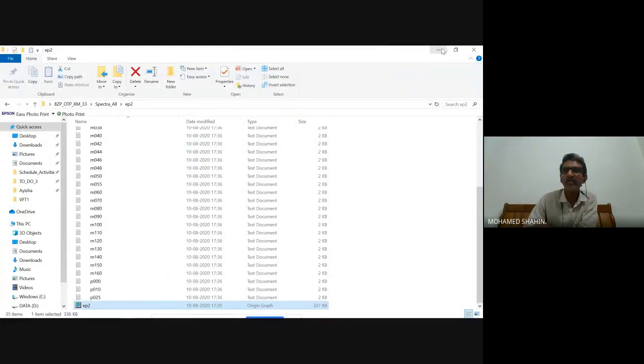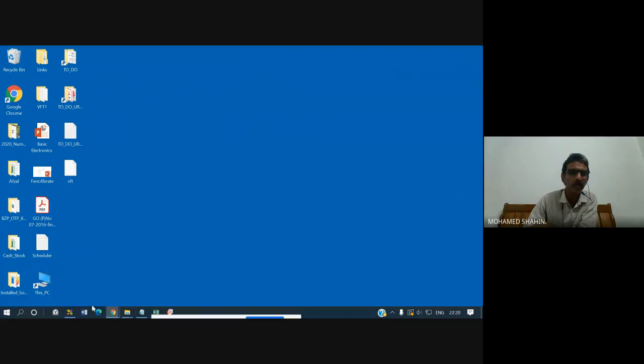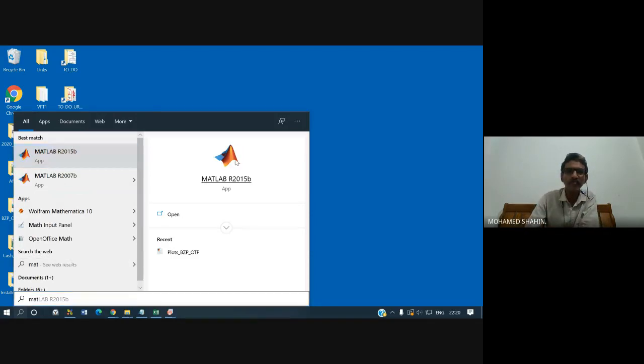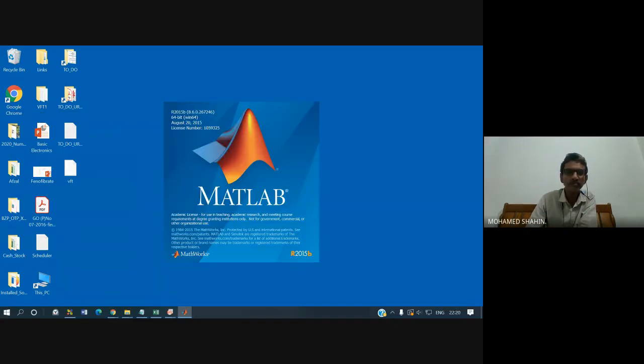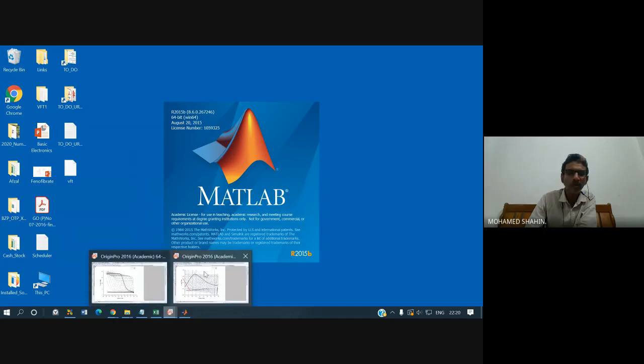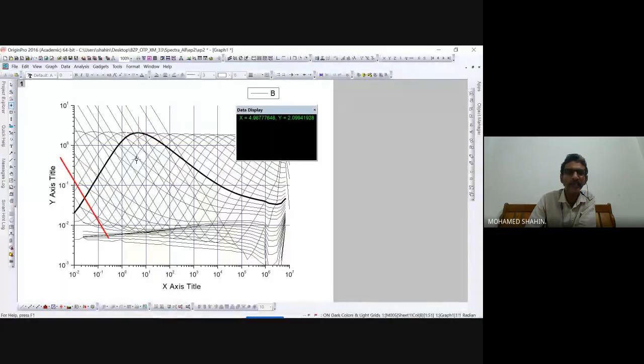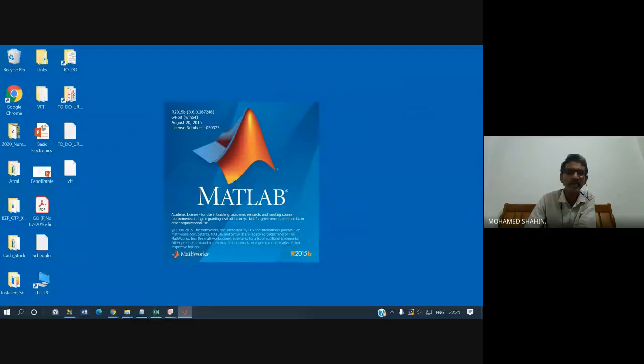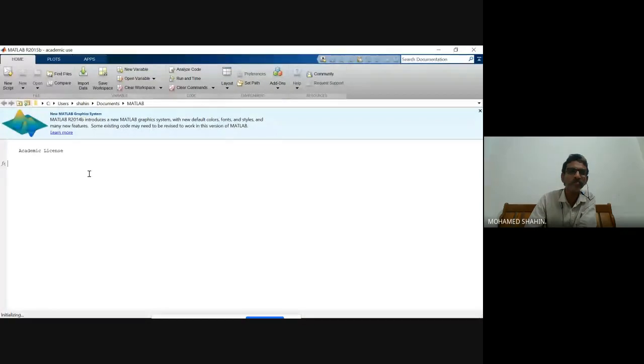okay, the origin has gone, I don't know, MATLAB, okay. Now, by simply collecting the data from here, you can also draw an approximate Arrhenius diagram.